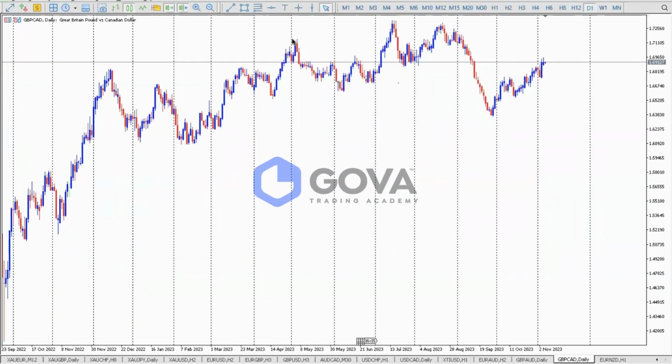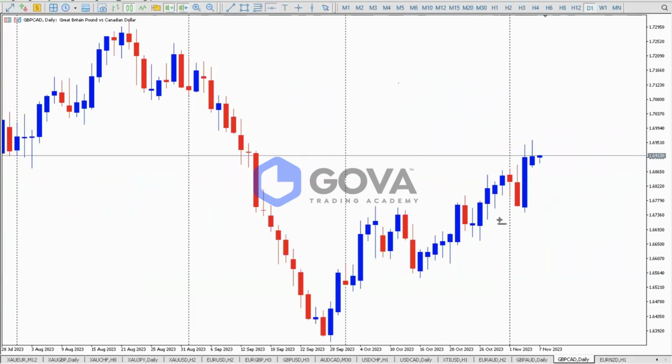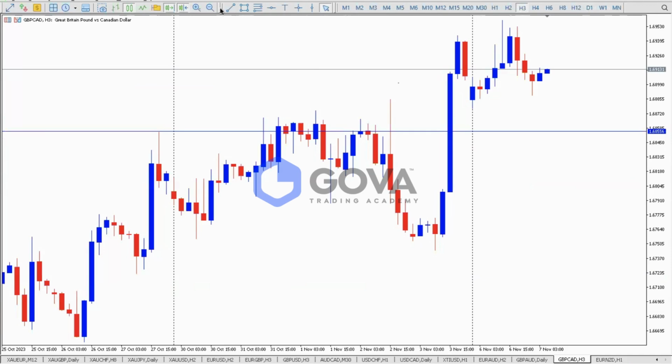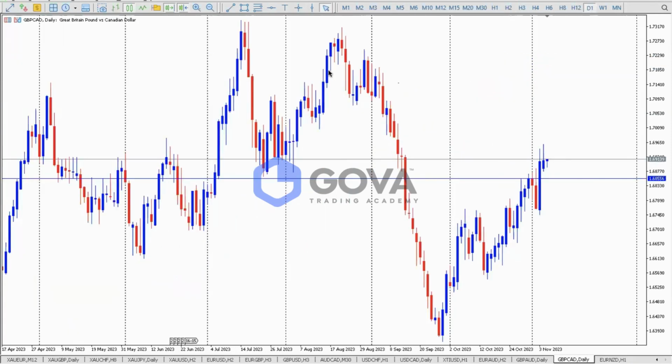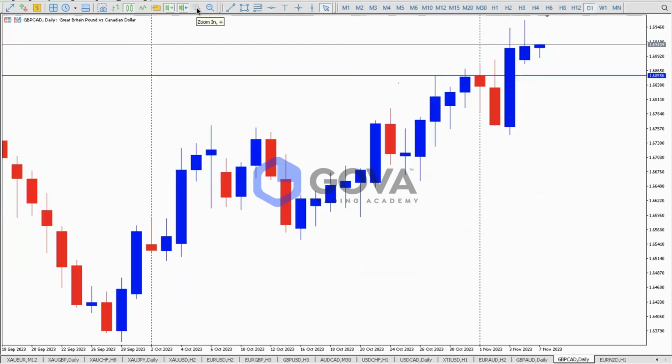On GBP CAD, this is the first thing we need to do: mark out our monthly equilibrium line here. The next thing is to check the H3 time frame. We have a buy alignment since the green line is above and the blue line is below. Then we check the D1 time frame, where we are looking for a bullish candle.